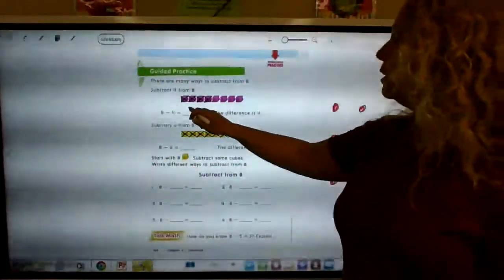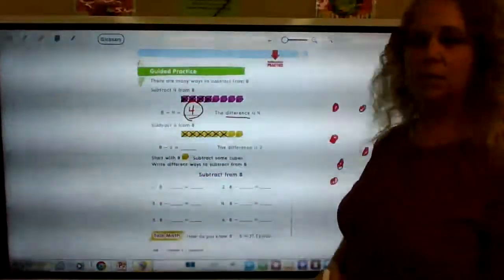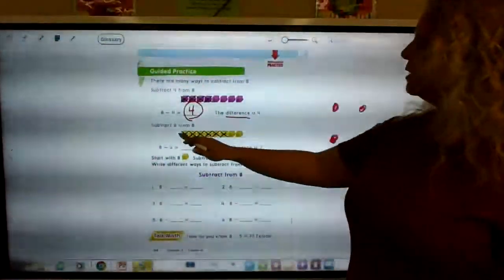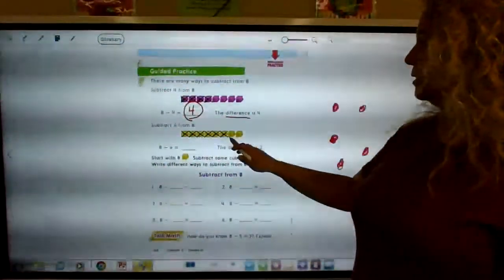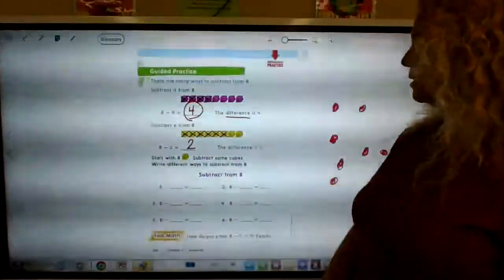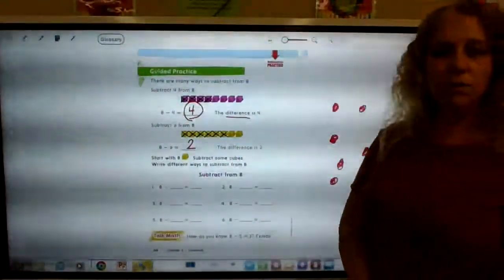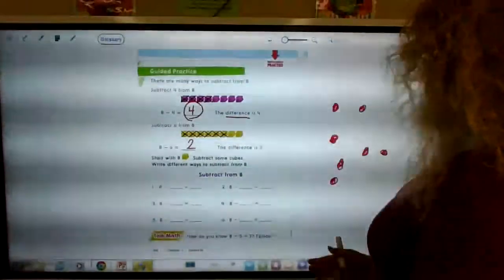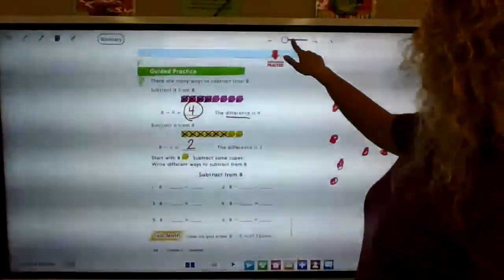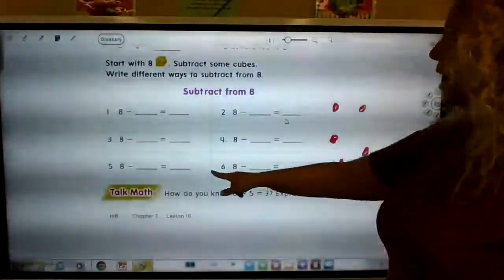Okay, so if we have 8 cubes and they take 4 away, what's left? 4. 4 is the difference. The answer is the difference. Okay, what if they have 8 and they take 6 away? What is left? 2. 2 is the difference. Okay, so now using your counters, like we've been doing at school, I want you to show different ways to subtract from 8.